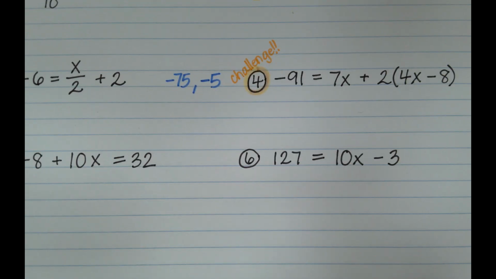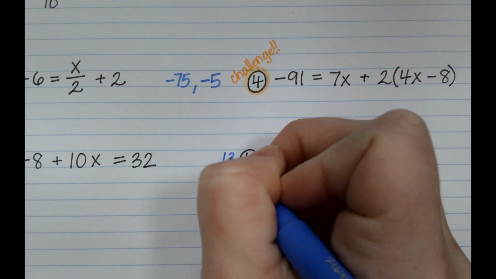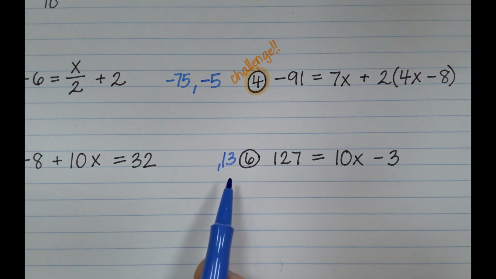Number 6. What did we get for that? 13. 13. Any different answers than 13?